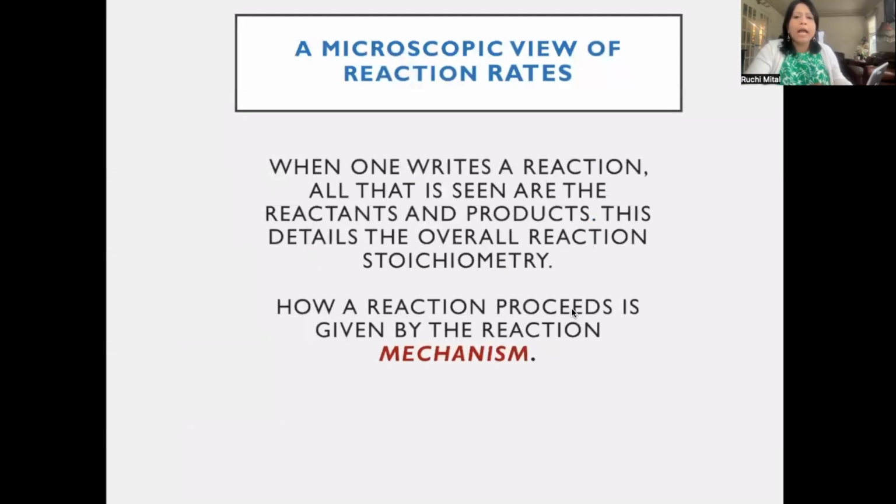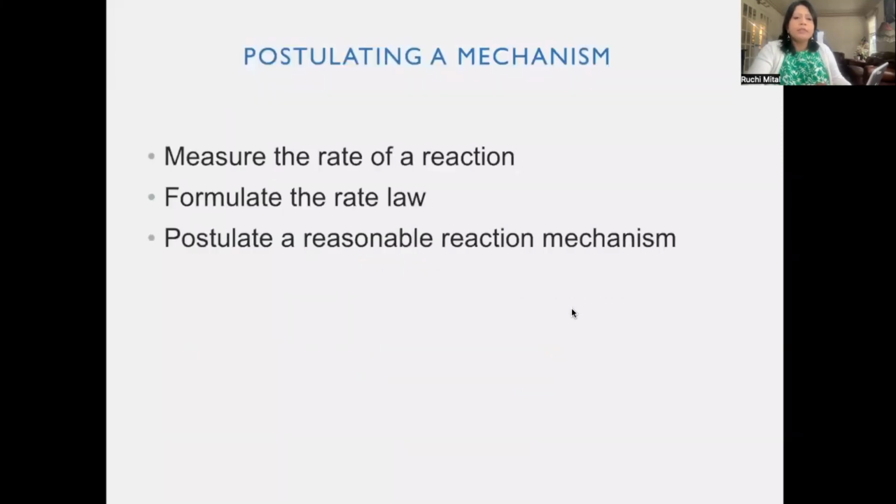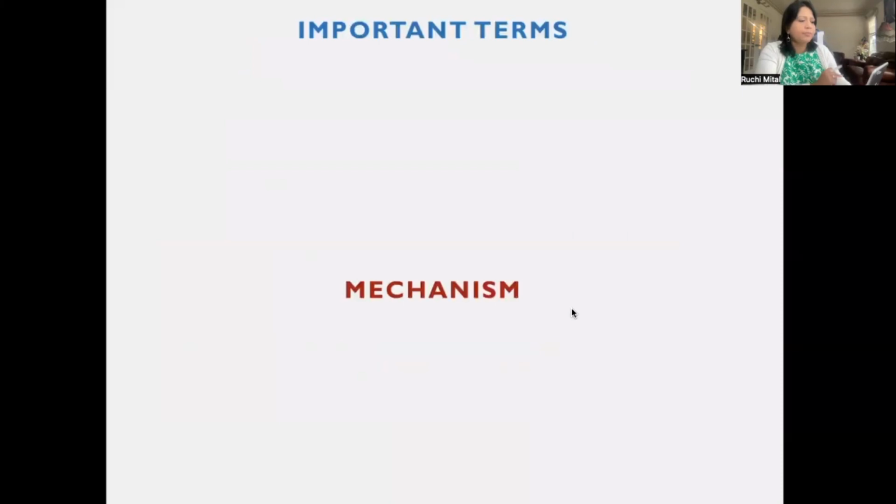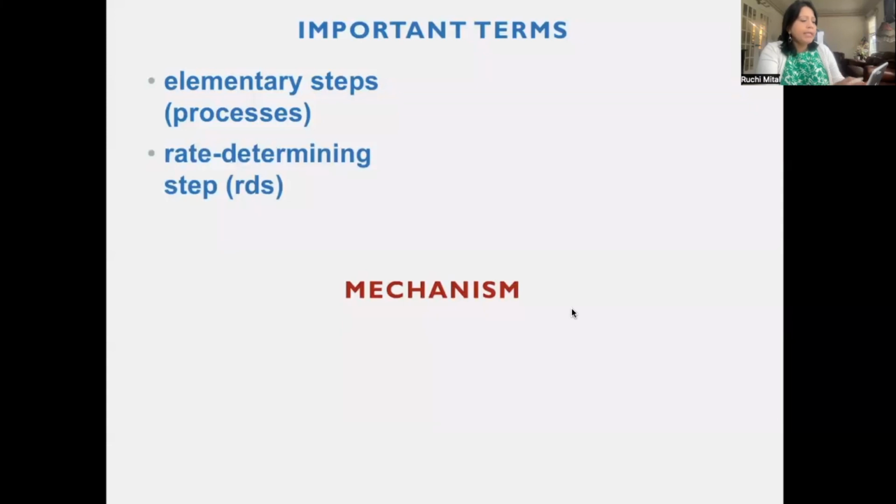This will help us look at the reaction at a microscopic level and see what is happening at a level that we are not able to see. How a reaction proceeds is given by its reaction mechanism. The postulates of a mechanism: measure the rate of reaction, formulate the rate law, and postulate a reasonable reaction mechanism. We are going to see how different steps can be related to the rate law of the equation. The important terms are elementary steps, rate determining step, and intermediate.